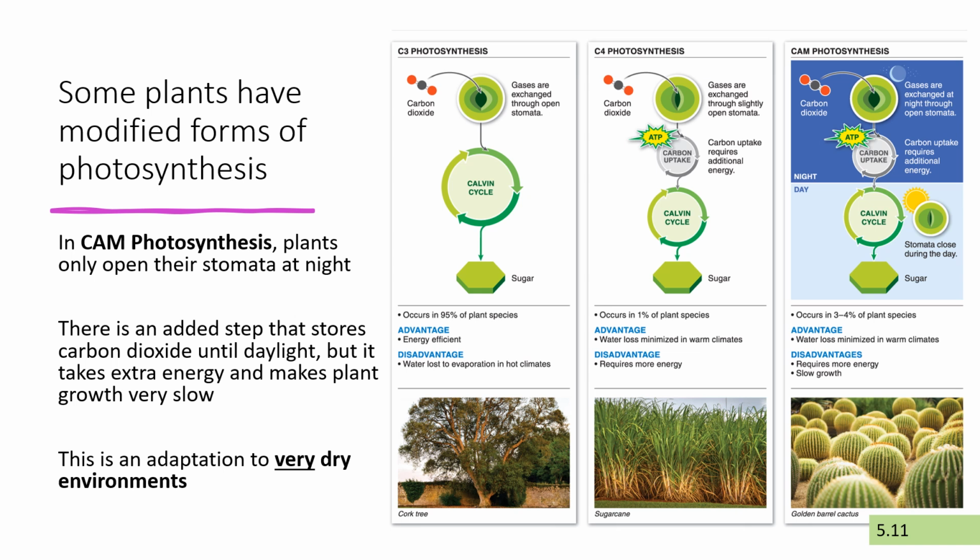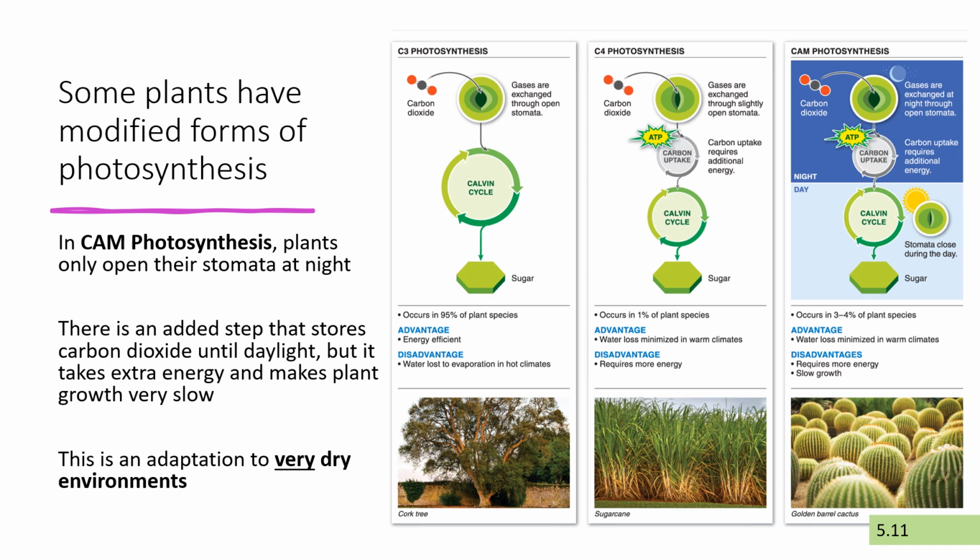Plants in extremely dry environments, like deserts, have another form of photosynthesis called CAM photosynthesis. In CAM photosynthesis, plants open their stomata at night when it is cooler and less dry, and close them during the day. To make sure they still have a supply of carbon dioxide for photosynthesis during the day, they have an extra step that allows them to store carbon dioxide so they can use it during the daytime.